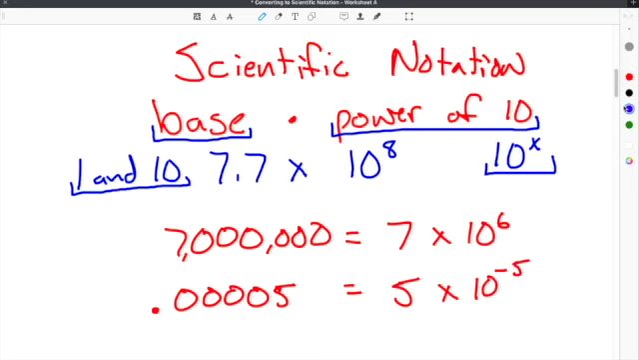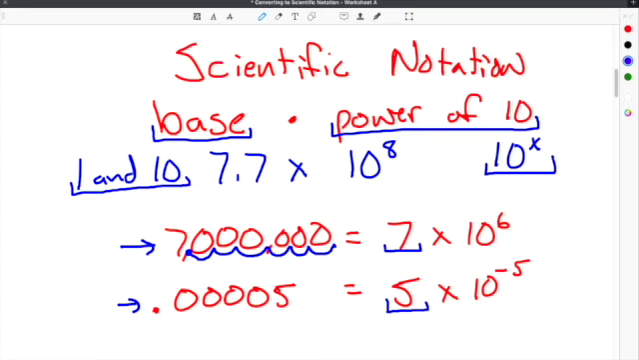Now you will notice a few things about our rewritten numbers into scientific notation. Our base here is in between 1 and 10. It did not matter if the number was really large, like 7 million, or if it was really small, like 0.00005. The base remains in between 1 and 10. In order to get the exponent, you have to count how many times you move the decimal to get to a point where the base will be in between 1 and 10.